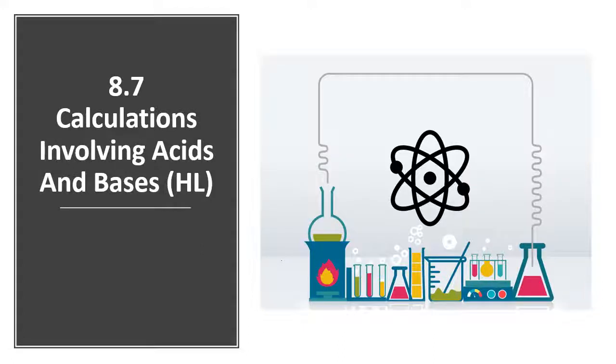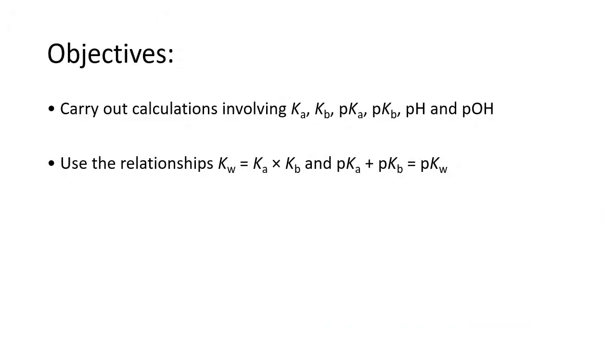In this video, I'm going to speak about the calculations involving acids and bases for HL students. Let's start. The objectives for this video are to carry out calculations involving Ka, Kb, pKa, pKb, pH, and pOH, and to use the relationships Kw equals Ka multiplied by Kb, and pKa plus pKb equals pKw.